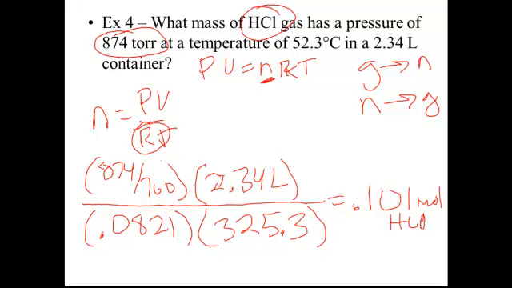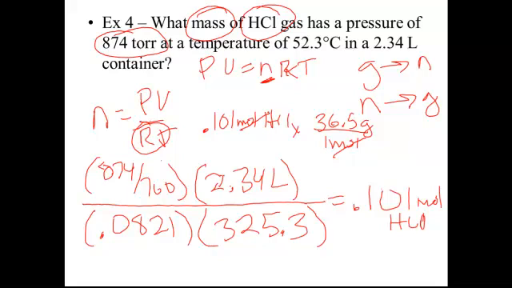Okay? And now that we have that, 0.101 moles of HCl. Now again, they want the mass. So now we need to go to the periodic table. Hydrogen has a mass of 1. Chlorine is 35.5. So altogether, that's 36.5 grams in 1 mole. Moles cancel. So that number times 36.5 equals 3.68 grams of HCl. And that is our last step.